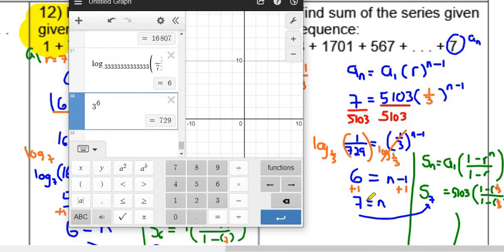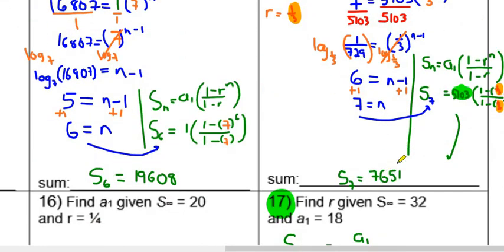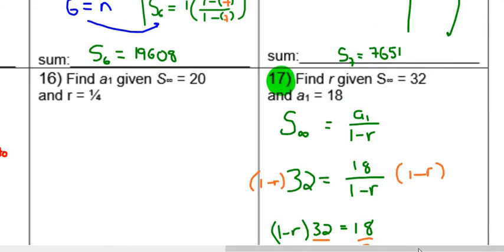I add 1 to both sides. I get 7. Don't forget to add this 1. This isn't the answer. The answer is to solve for n. So you have to add 1. And then once you know 7, you're just doing the same game. You're taking 5,103 and putting it in for A1 in the formula. And you're taking your R value you found here, putting it in the formula, and typing all that in Desmos. And you get 7,651.